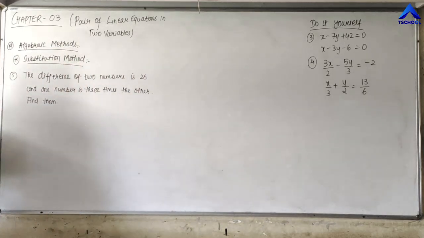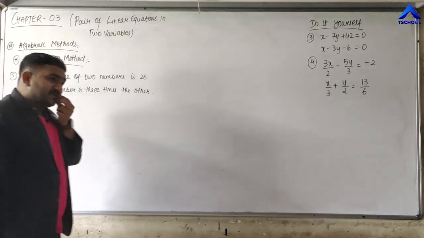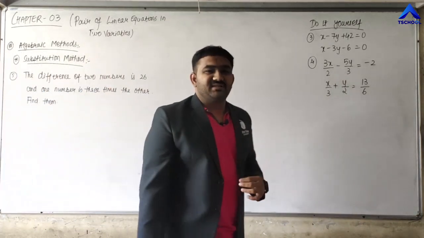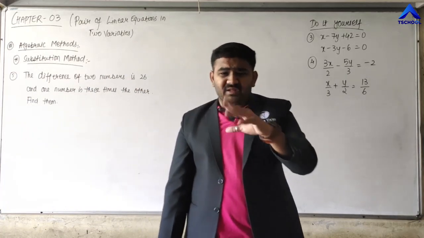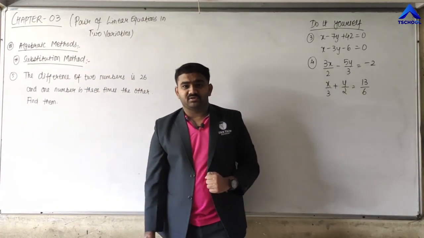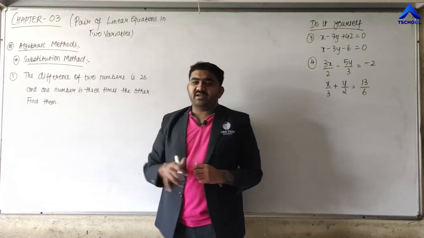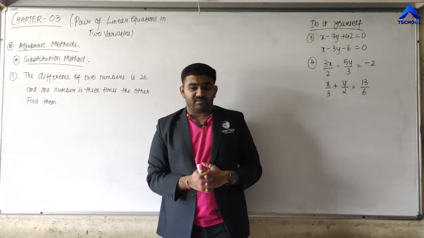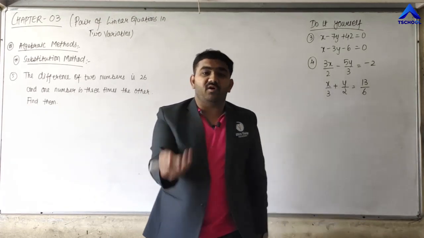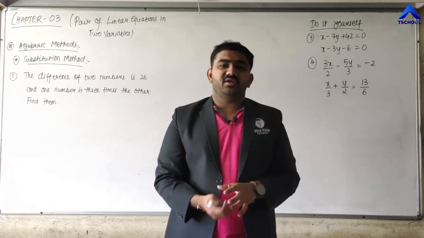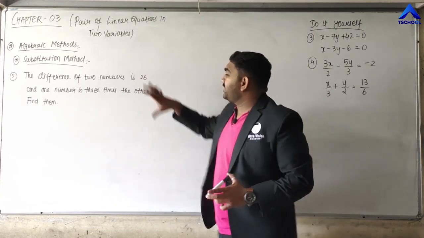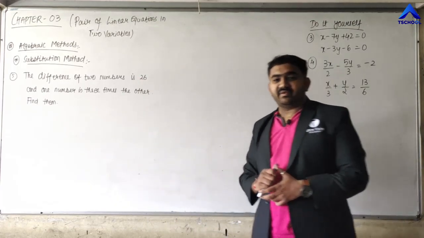Right. There is one more question written here on the board, that sometimes the paper setter might set a question that they will not give you direct equations. They will give you a data type question. So first of all, the thing that you need to do is you need to form an equation, and then you are going to solve it, right? So it is said that the difference of two numbers is 26.